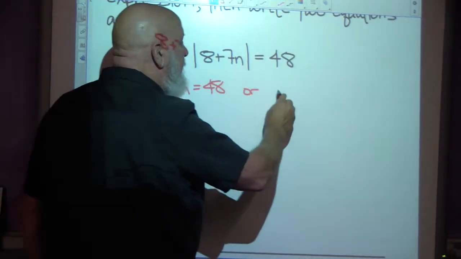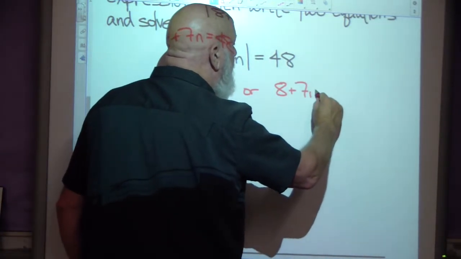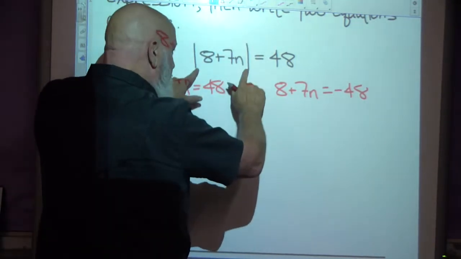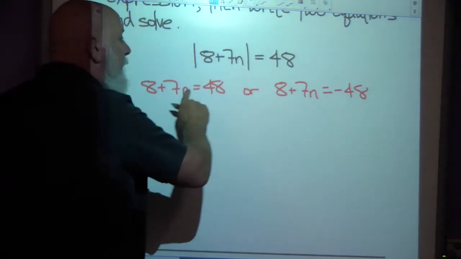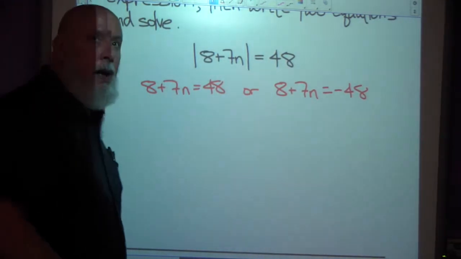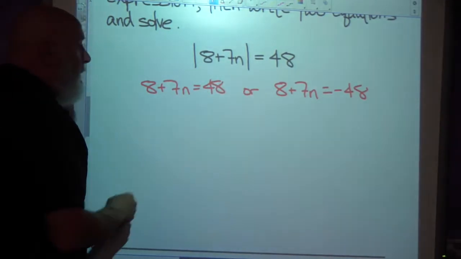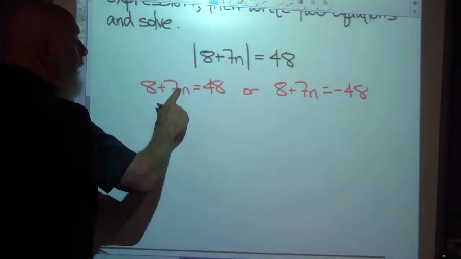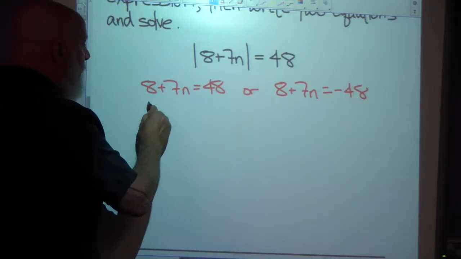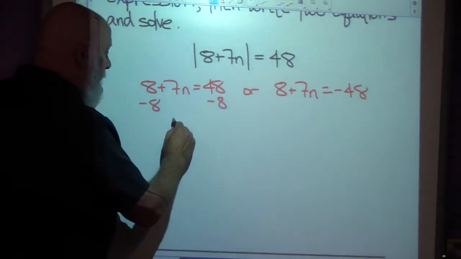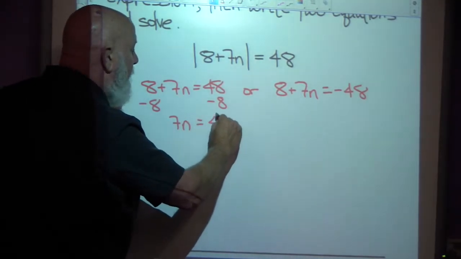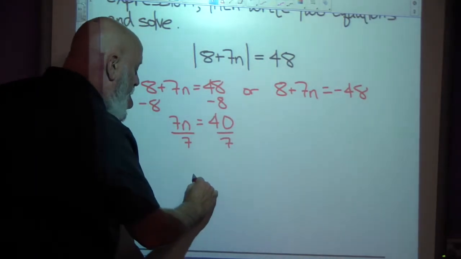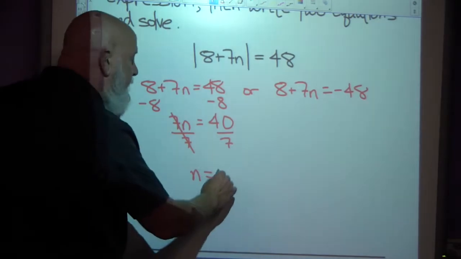Or 8 plus 7n could be equal to negative 48, because if this turns into negative 48 and I take the absolute value of it, it'll be positive 48. Here are my two situations. I'm going to solve them both, and I'll hopefully know the solution to that absolute value equation. Here I go. I'm going to subtract 8 from both sides and then divide by 7 on both sides. Here we go. Negative 8. I'm setting 7n equal to 40. Dividing both sides by 7, n is equal to 40 over 7.